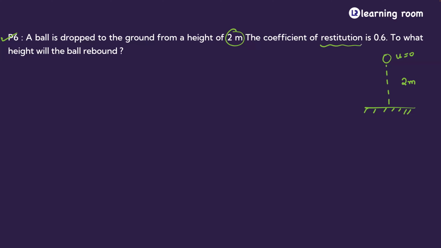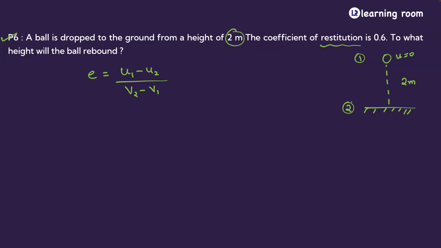So if the coefficient of restitution had been 1 in this scenario, you could have directly written it as 2 meters. But in this case, what is happening? It is 0.6. So what is the formula for coefficient of restitution? E is equal to (U1 minus U2) divided by (V2 minus V1). If you observe, this is the first object in the system, this is the second object in the system. So the second object is always at rest.